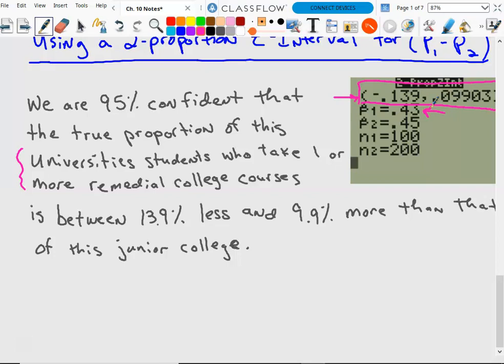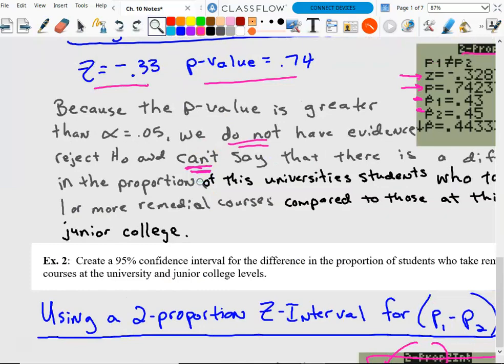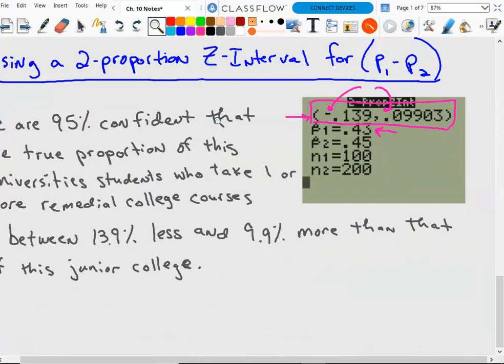This is ugly because my confidence interval has negative and positive values in it. What that tells me is, since 0 is in there, somewhere between those numbers is 0, it's possible that there is no difference between these 2 groups, which corresponds to what we did up here. I had a huge p-value. I got no evidence that there's a difference. This would give me the same thing. It's possible there's no difference because 0's in there.